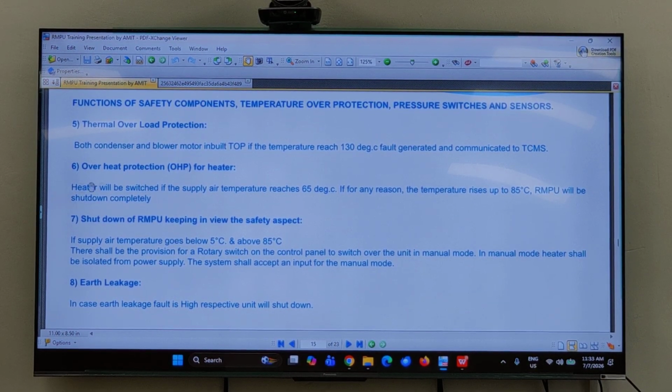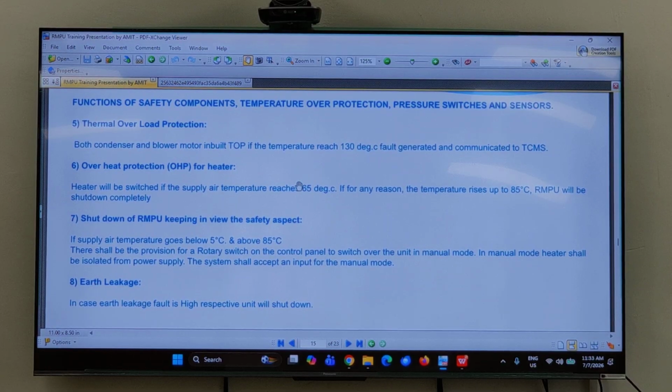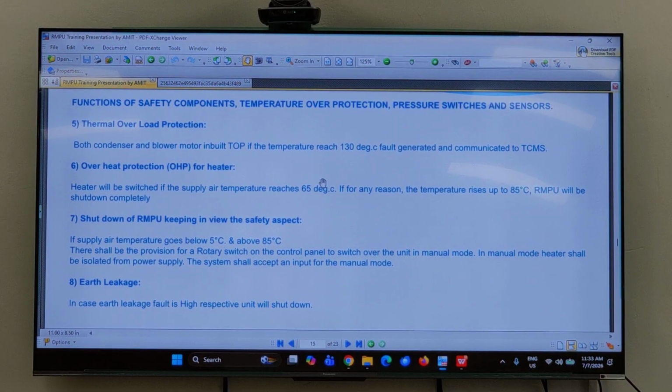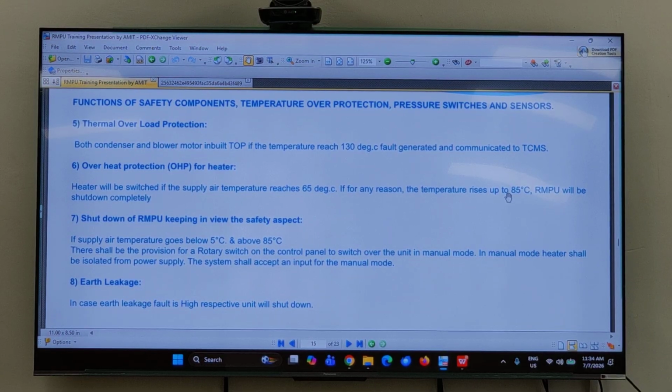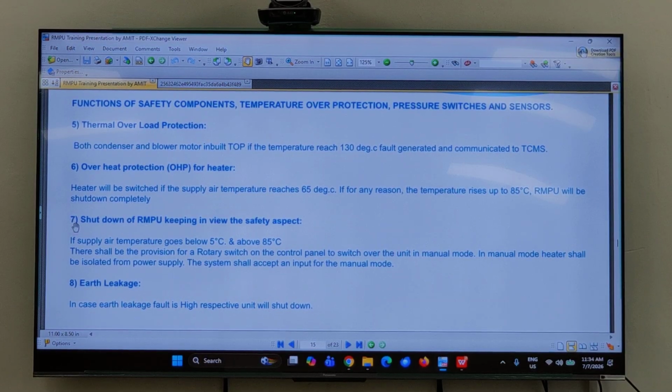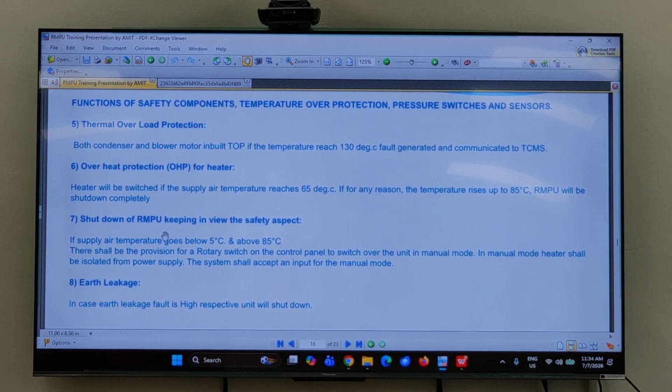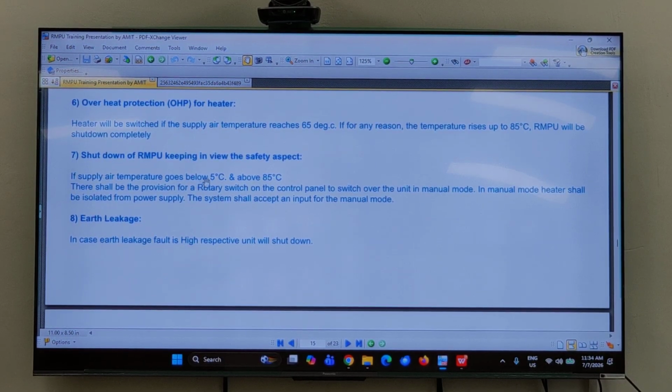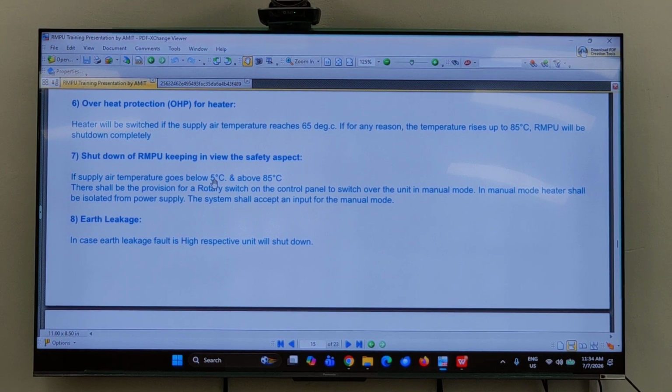Next, overheat protection, that is at 65 डिग्री सेल्सियस। अगर हीटर 65 डिग्री से क्रॉस करता है तो वो हीटर ऑफ होता है। If again the temperature rises to 85 डिग्री तो RFQ शट डाउन हो जाता है उस टाइम पे। Next is again when the RFQ will shut down: when the temperature is less than 5 degrees Celsius and more than 85 degrees Celsius.